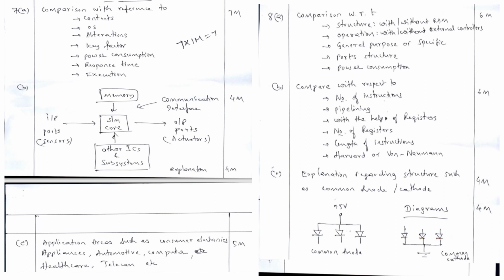And finally, the C question is you explain regarding the structure. So you have common cathode and common anode. When you determine the structure with diagram and explanation, you will have 4 marks.